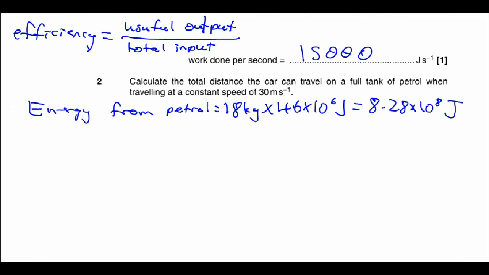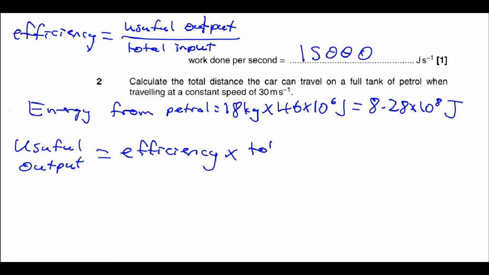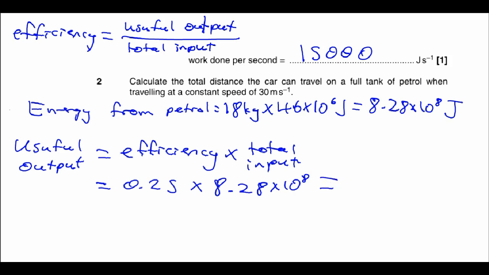But the car cannot use all this energy. Looking at the efficiency formula, which says that useful output, if we cross multiply, will be equal to the efficiency times total input. And we know that our efficiency is 0.25. Multiplying this by the input, which will be the input from the fuel, 8.28 times 10 to the 8, and this gives us an output energy of 2.07 times 10 to the 8 joules. This is the energy that will be useful to the car.